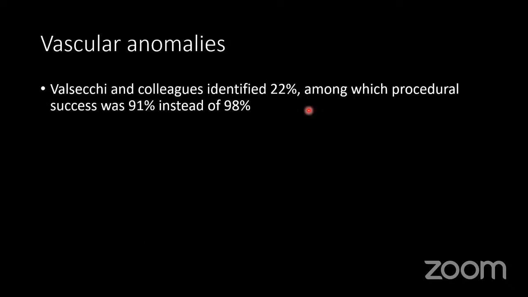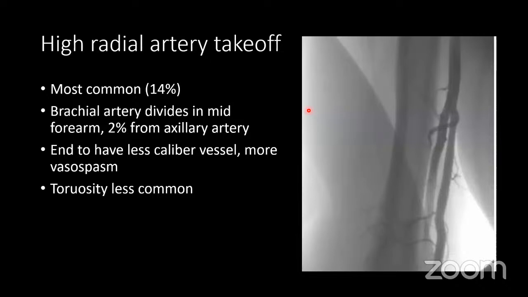So briefly going to the vascular anomalies. Vascular anomalies are identified in up to 22%, and in these patients the success rate of the procedure goes from 98% to 91%. Most common is high radial artery takeoff. That means the lower caliber artery is there up to a higher level, where the brachial artery bifurcation is at the mid-arm level, and in which there is more chance for vasospasm, but tortuosity is less common.